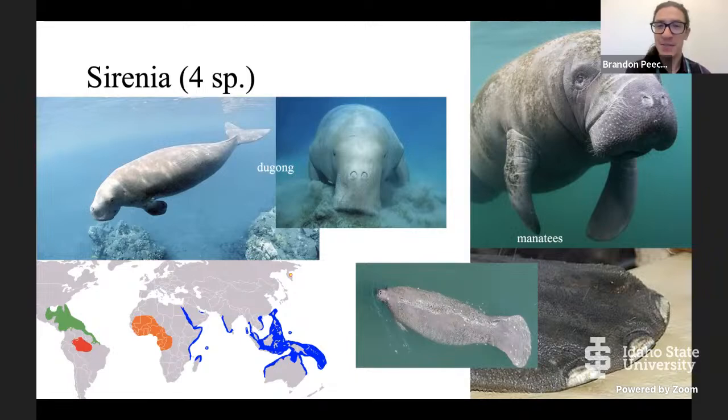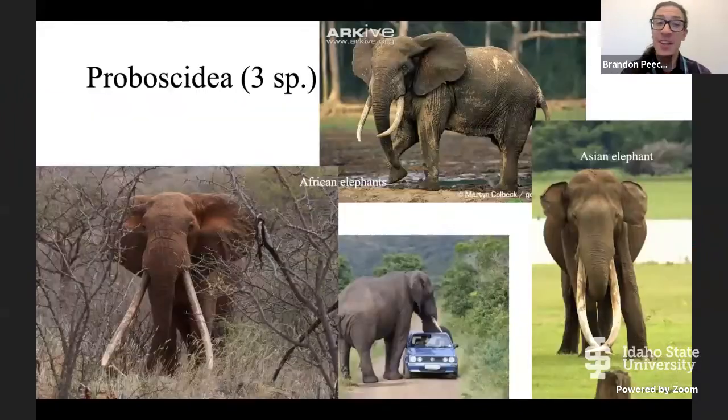So there's some manatee stuff. The last group of Afrotheres is this one. There are only 3 species alive today of elephants, 2 in Africa. The African bush elephant is easily the most famous one. And then there is the forest elephant that lives in like the rainforest of the Congo. And then there's also elephants in Asia.